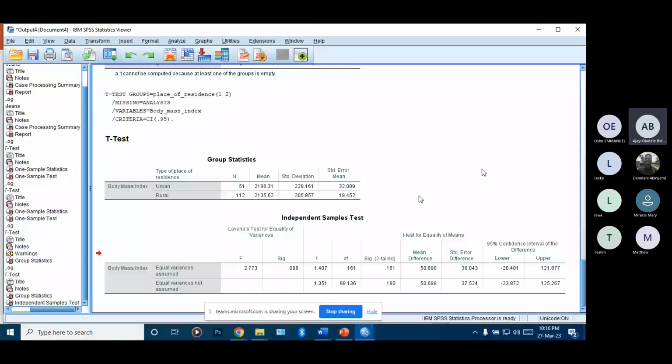Okay. So I will quickly analyze it again. Analyze, compare means. Independent samples t-test. That is what we want to do.